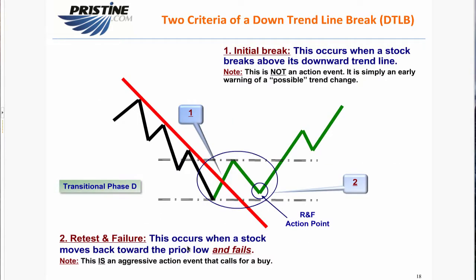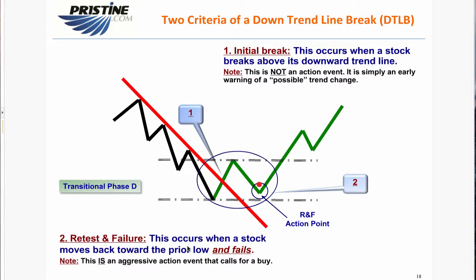Here is your transition D. So this is where you go from a downtrend into, or transitioning into, a stage 1. Like I said, these transitions link the four stages. So from a 4, we go into transition D and into a 1.